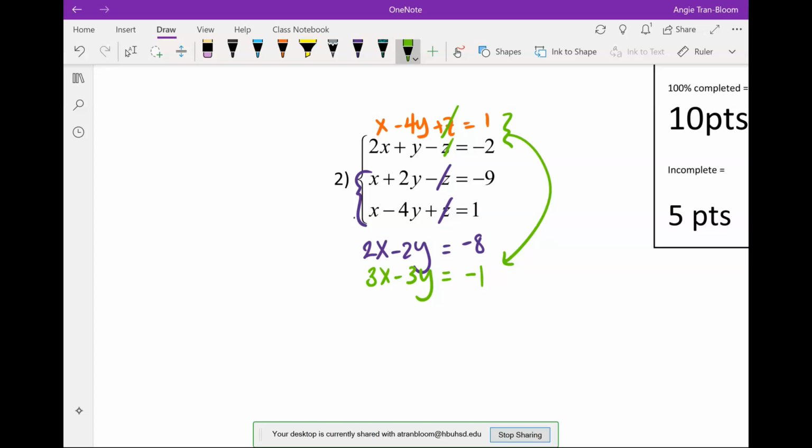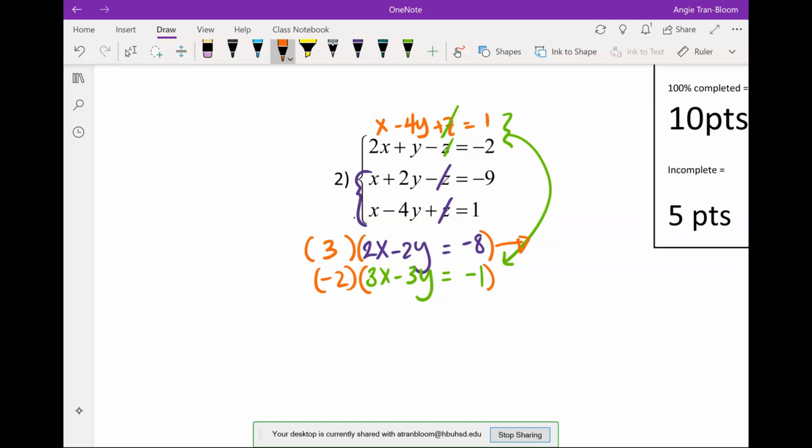Sure. Which one do you want to eliminate? There's no right or wrong answer. I got stuck here because... Sure. Which one did you try to eliminate? I was going to try to eliminate x with it. Sure. Let's do x. So that means you're going to multiply this by 3 and multiply this by negative 2. Okay, let's do it. Ready?